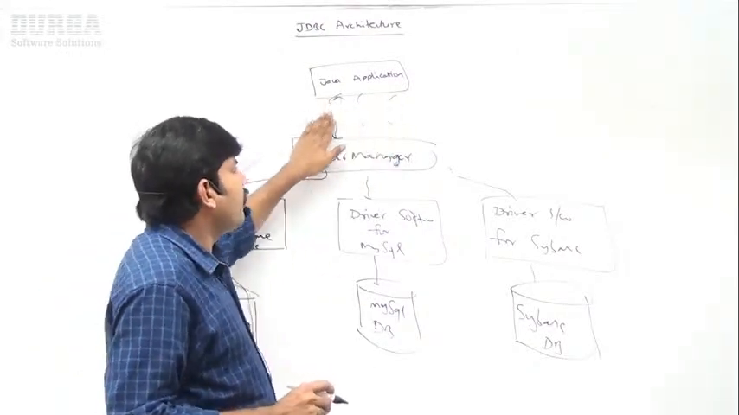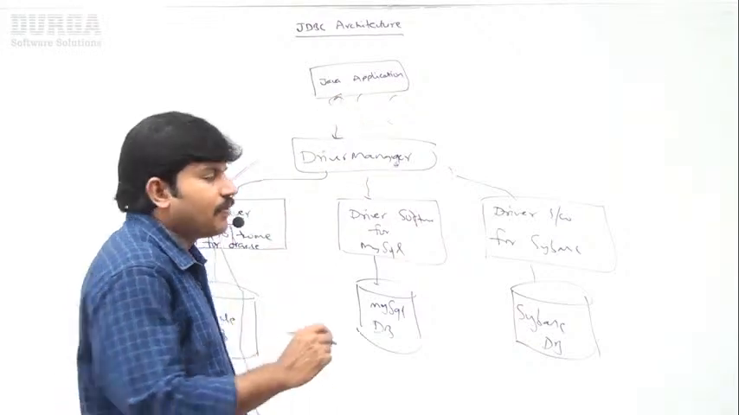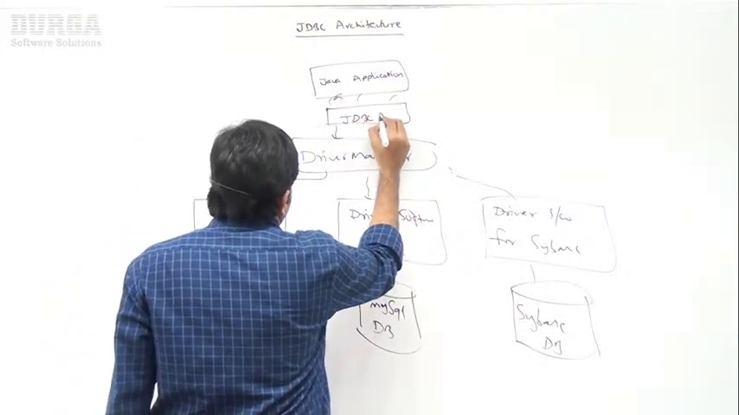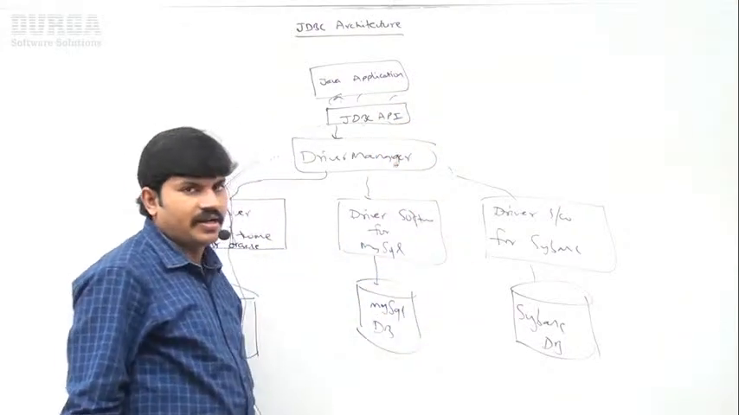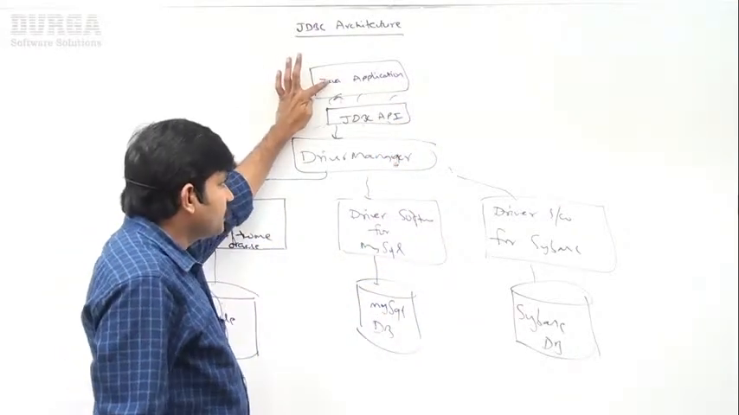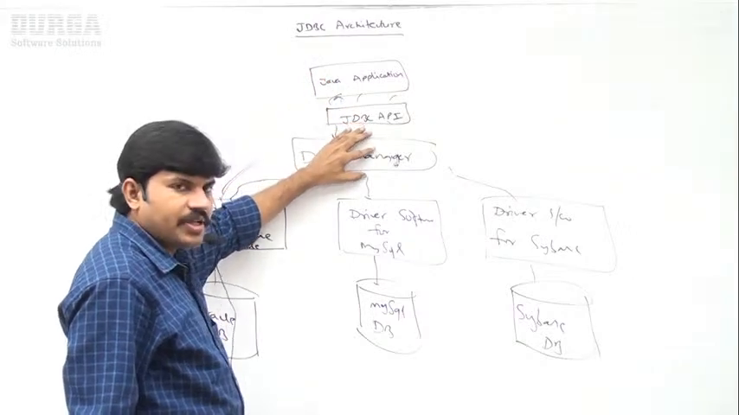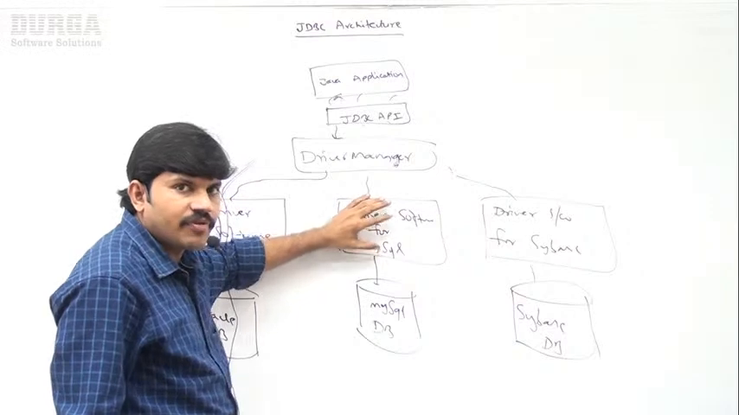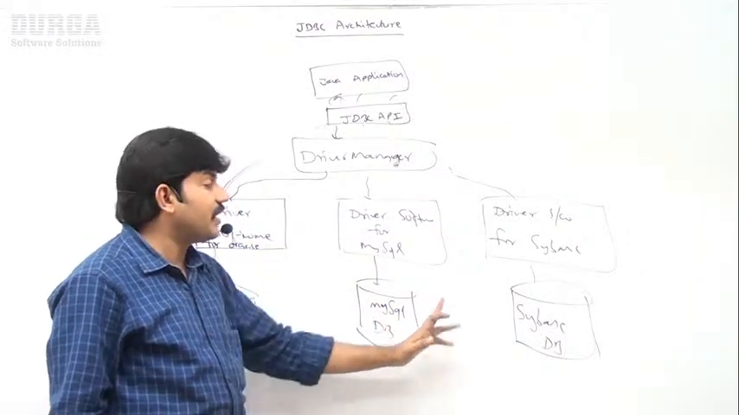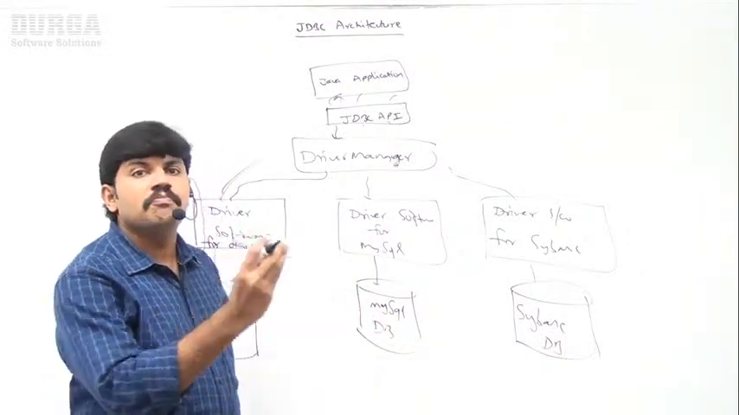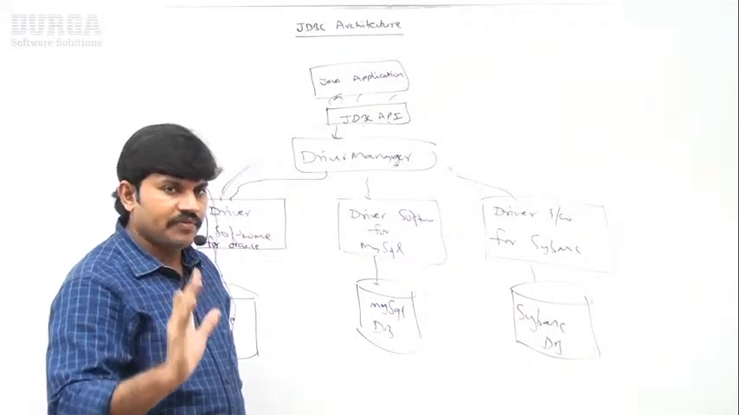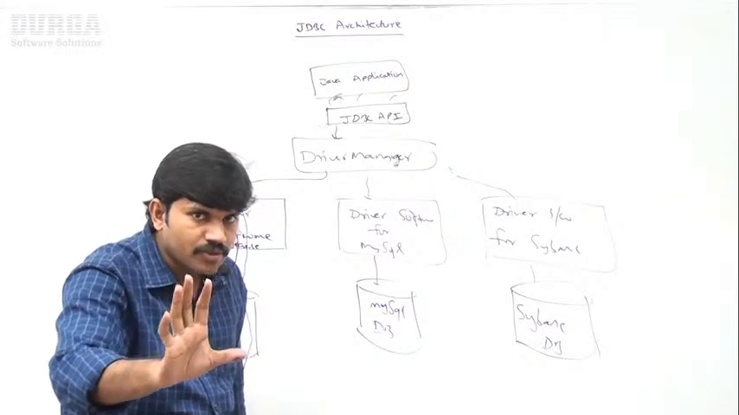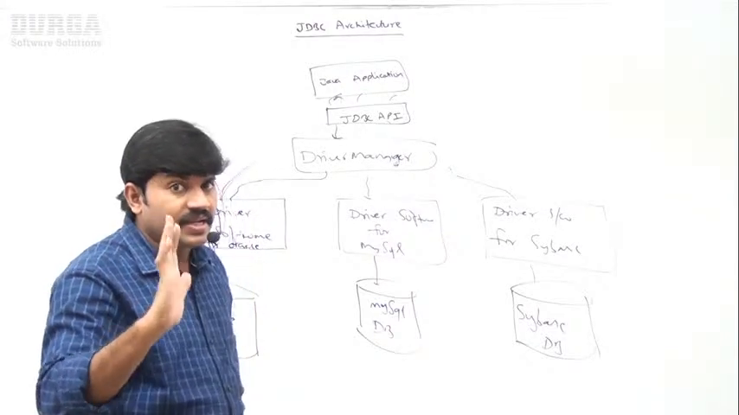So, who provides a driver manager to Java application? JDBC API provides. Everyone can understand, right? So, JDBC API provides a driver manager to the Java application. Driver manager can communicate with the driver software. Driver software can communicate with the database, right? This is the simple architecture you people should be aware of. Of course, I will redraw once again with a clear picture. Don't worry about that, but make sure you get the basic idea.